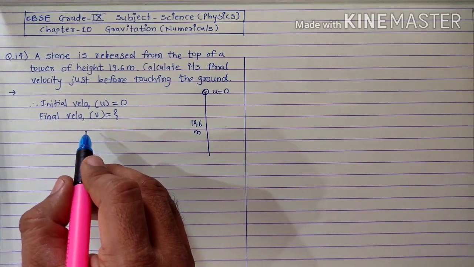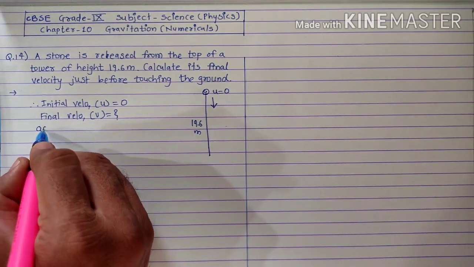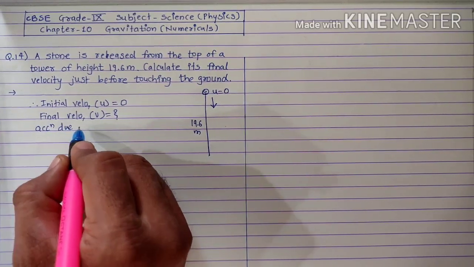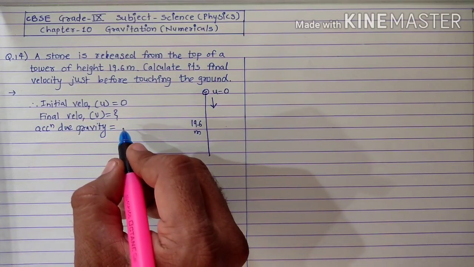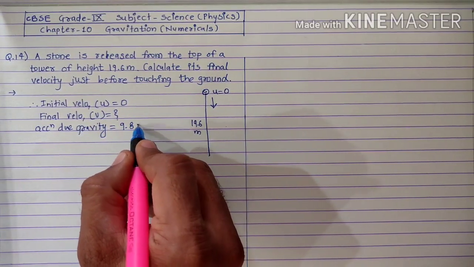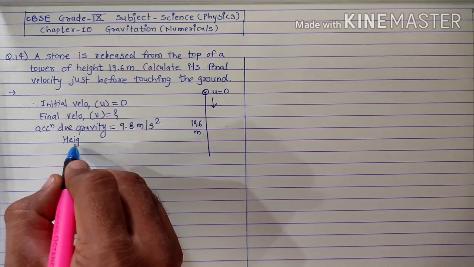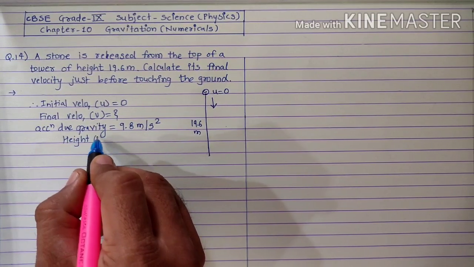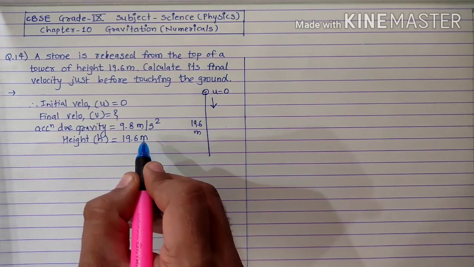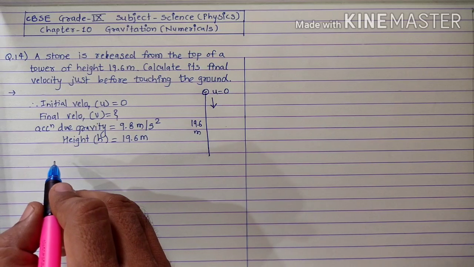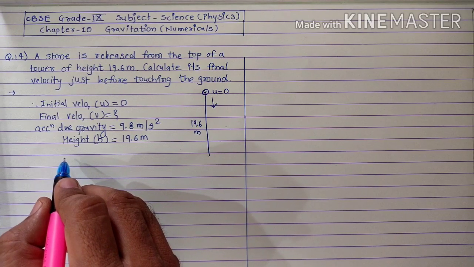Now here, acceleration due to gravity. As the velocity is increasing here, acceleration due to gravity will be positive. Acceleration due to gravity is positive here, and we know that we consider it as 9.8 meter per second square, right? Height is given here. Height of the tower is given. So height is denoted by letter h, which is equal to 19.6 meter. Understood?